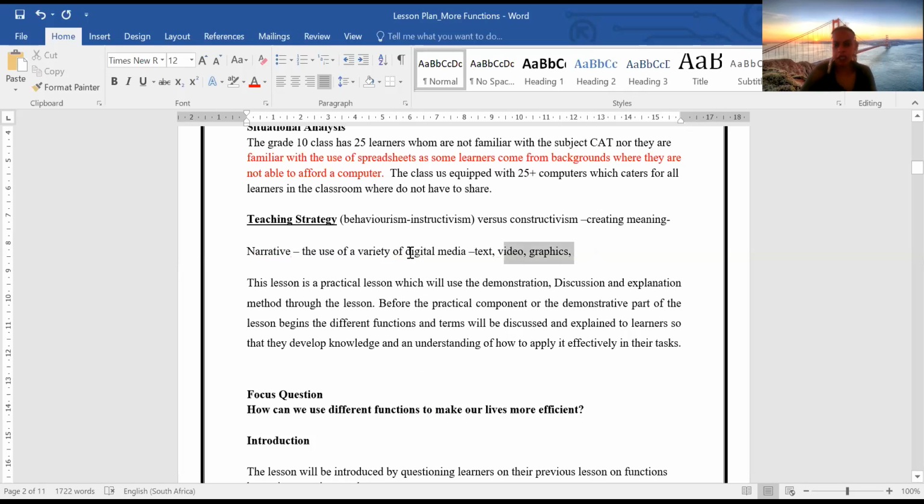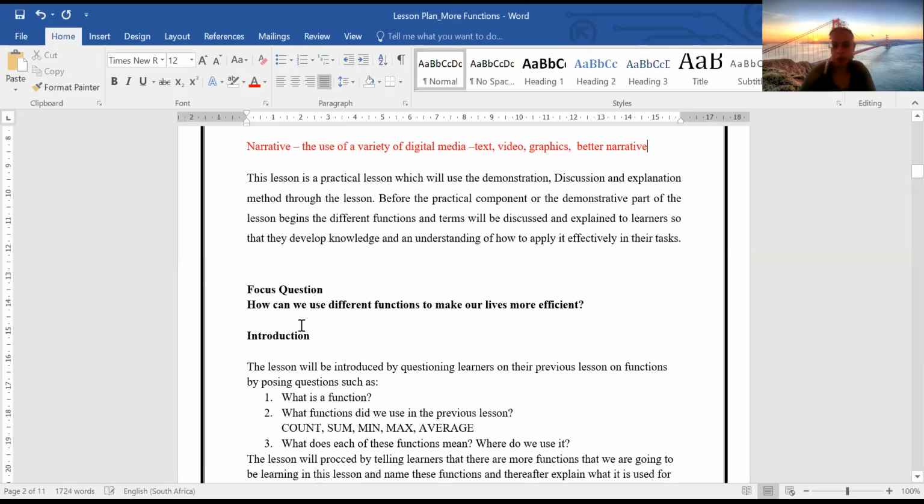So the more digital media you use, the better your lesson will be. So use that to write your nice narrative. Because we are not saying the narrative is better, but I'm just using it to show you how you can write your own better narrative. Okay, then here is a focus question.